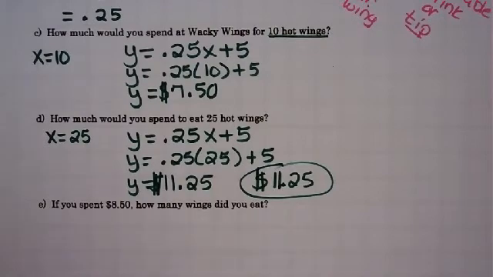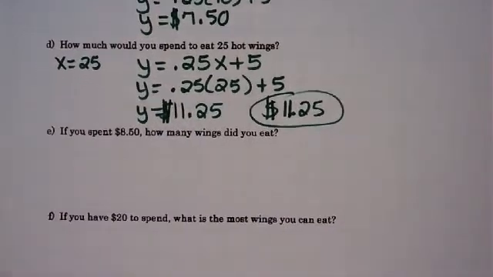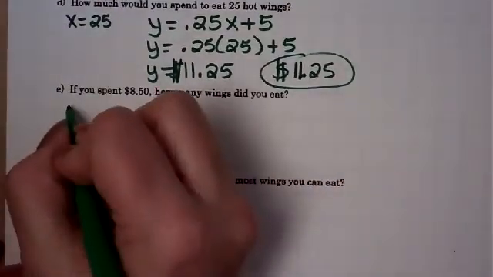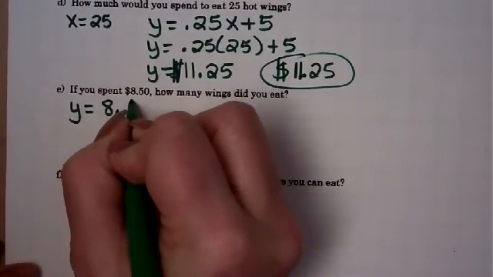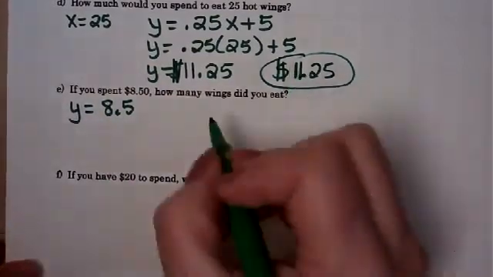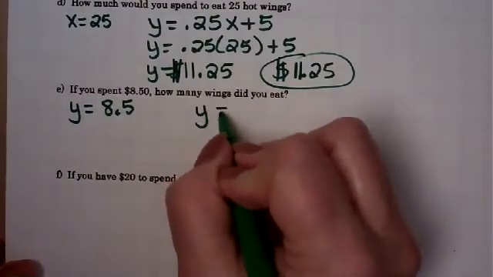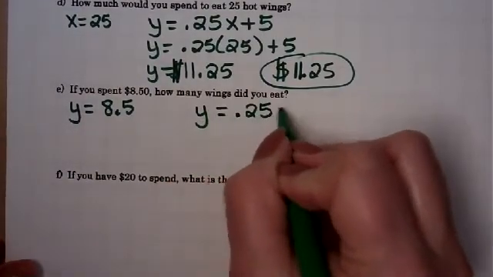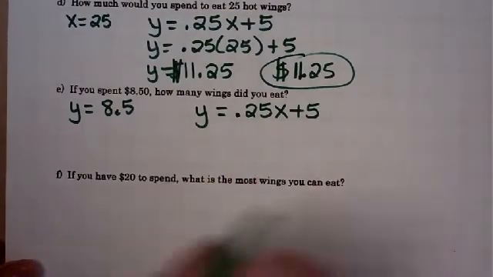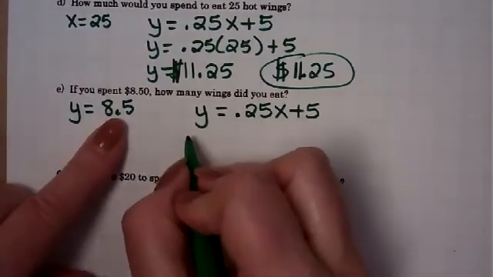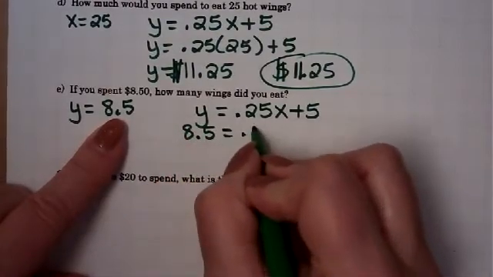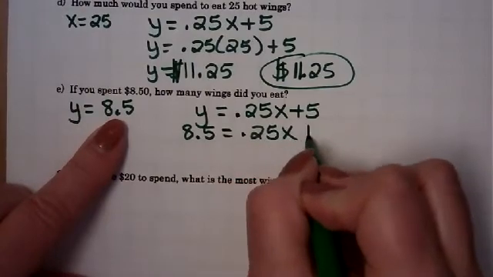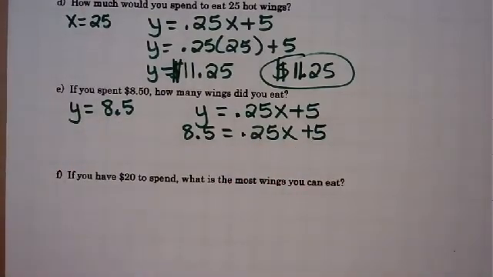Now, let's look at the next question, kind of reversing it here. If you spent $8.50, how many wings did you eat? Okay, so in this particular case, we're talking about the money is what we know. So we know that y is 8.5. But let's go back to our formula. y equals 0.25x plus 5. Now, I'm going to put the 8.5 in place of y. And what I have is a two-step equation to solve.